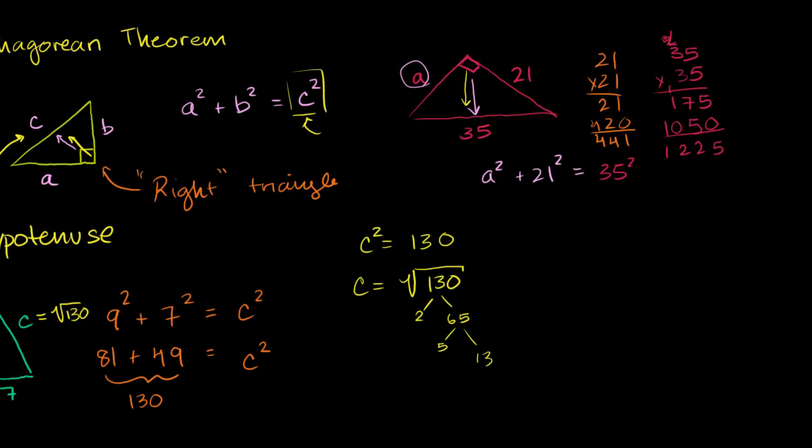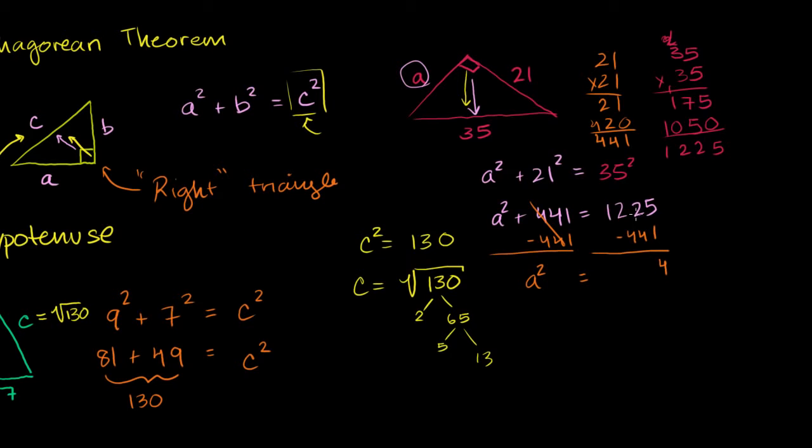So this tells us that a squared plus 441 is going to be equal to 35 squared, which is 1225. Now, we could subtract 441 from both sides of this equation. The left-hand side just becomes a squared. The right-hand side, what do we get? We get 5 minus 1 is 4.